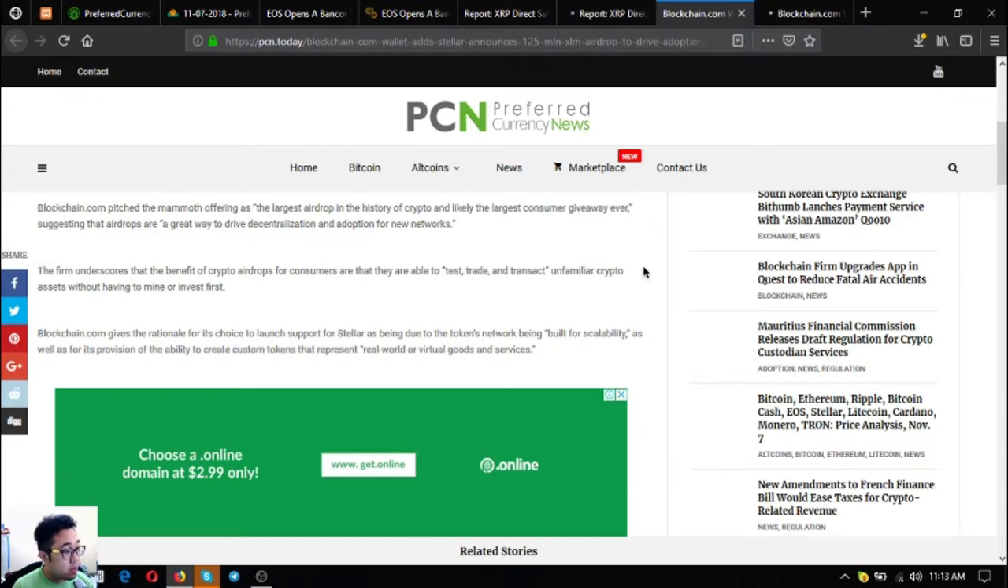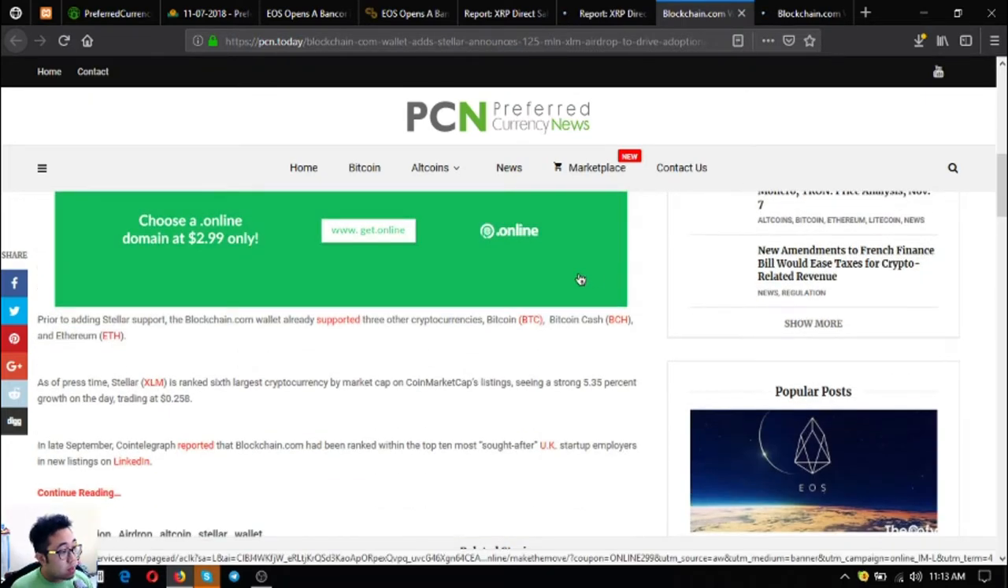Blockchain.com gives the rationale for its choice to launch support for Stellar as being due to the token's network being built for scalability, as well as for its provision of the ability to create custom tokens that represent real world or virtual goods and services. Prior to adding Stellar XLM support, the Blockchain.com wallet already supported three other cryptocurrencies: Bitcoin, Bitcoin Cash, and Ethereum. As of press time, Stellar XLM is ranked the 6th largest cryptocurrency by market cap on CoinMarketCap's listing, seeing a strong 5.35% growth on the day.